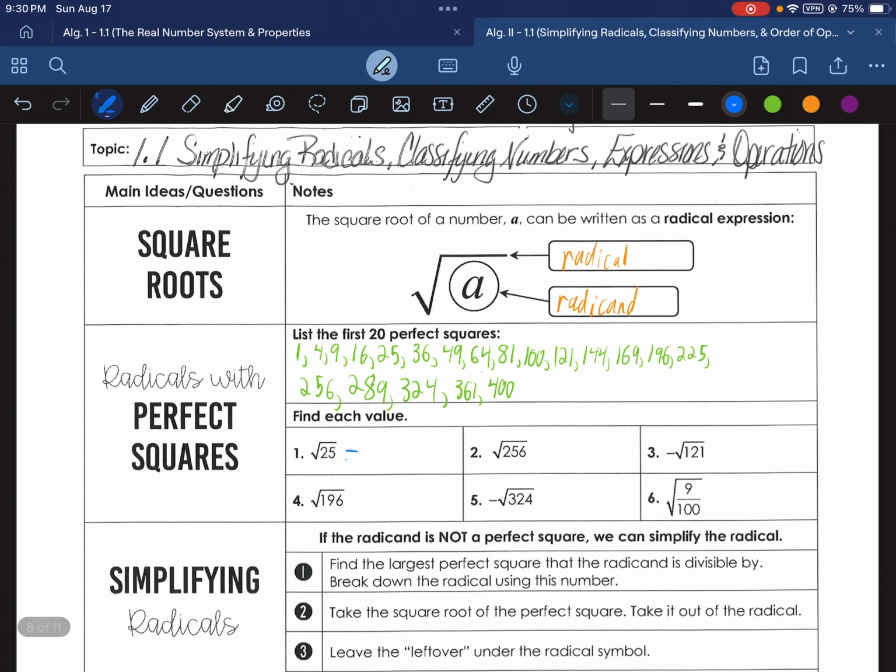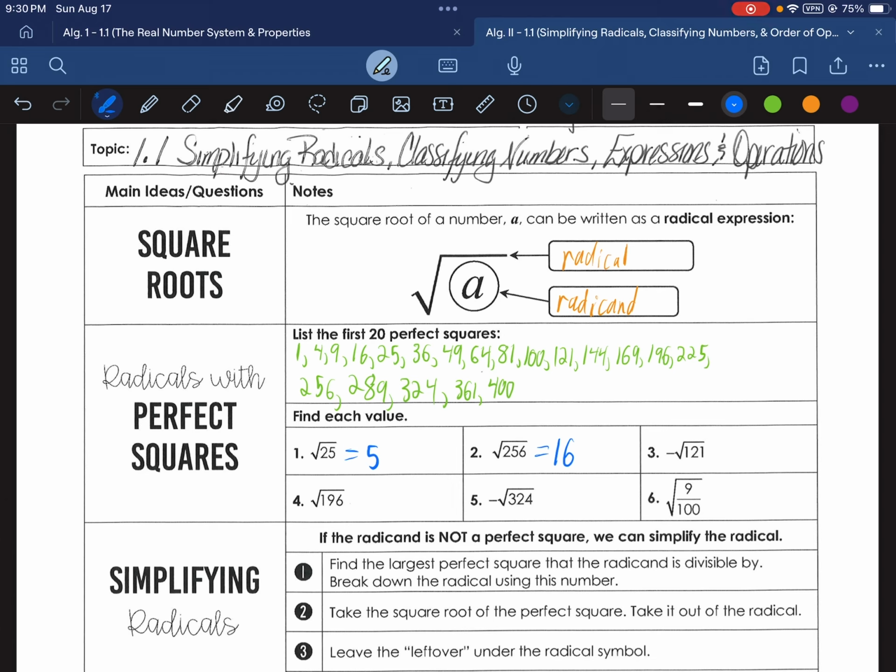Now, number 1, the square root of 25 is 5. Remember, the square root of a number means what times itself is that number. Number 2, the square root of 256 is 16. And by the way, any time we do problems, I encourage you to pause the video, work on the problem as much as you can on your own, see what you can do without my help, and then continue the video.